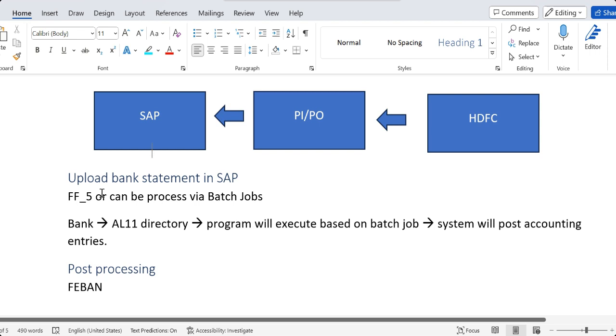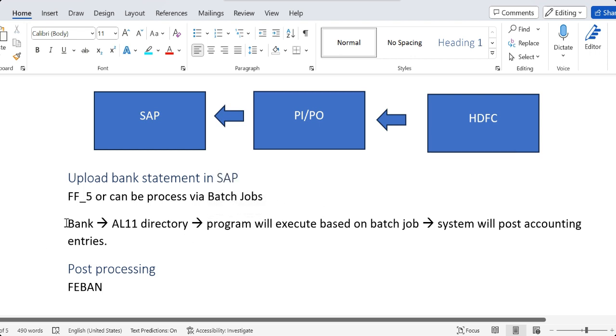It could be possible that some accounting entries have failed due to multiple reasons. So if it's failed, we can check in FEBAN, that is the post processing T code, right? And it also could be possible that we don't need to do it manually. We can automate it. How can we automate? We can create a batch job, right?